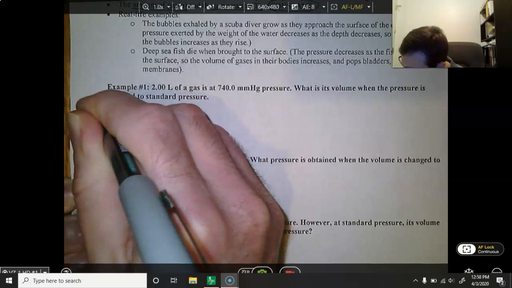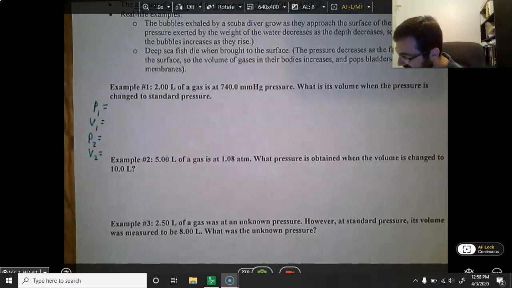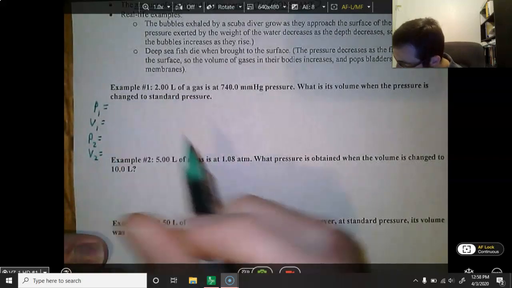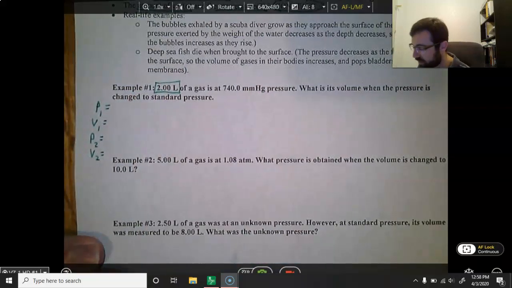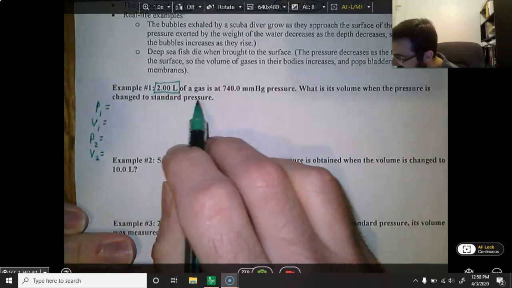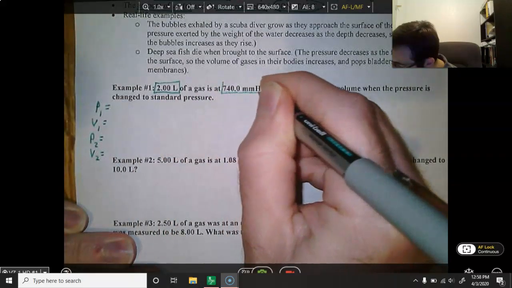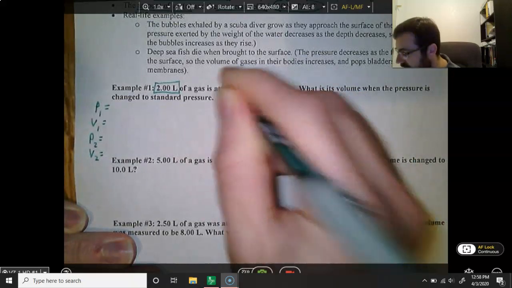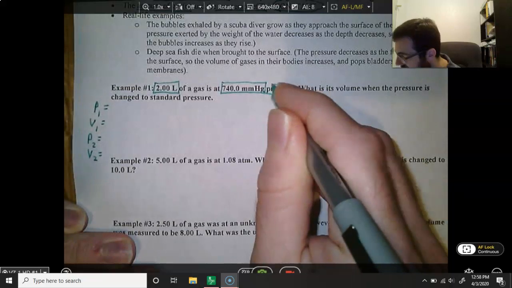Now we want to read the question and pull out some of the data that we could use to solve the problem. First, I see 2.00 liters of a gas. If you remember, liters are a unit of volume, so that's going to be either V1 or V2. 2 liters of a gas is at 740.0 millimeters of mercury. That's a pressure unit, and it even tells us right here that's our pressure.